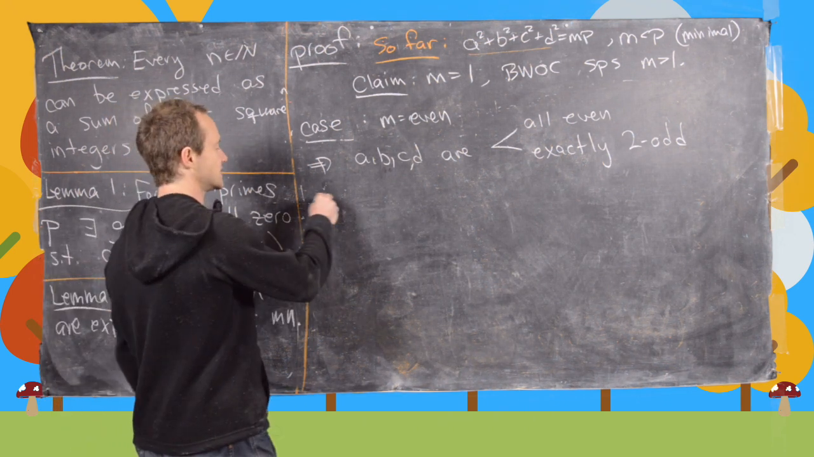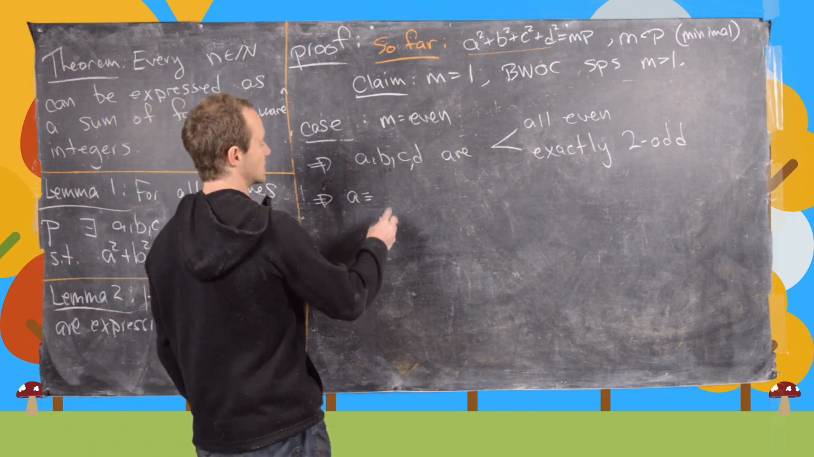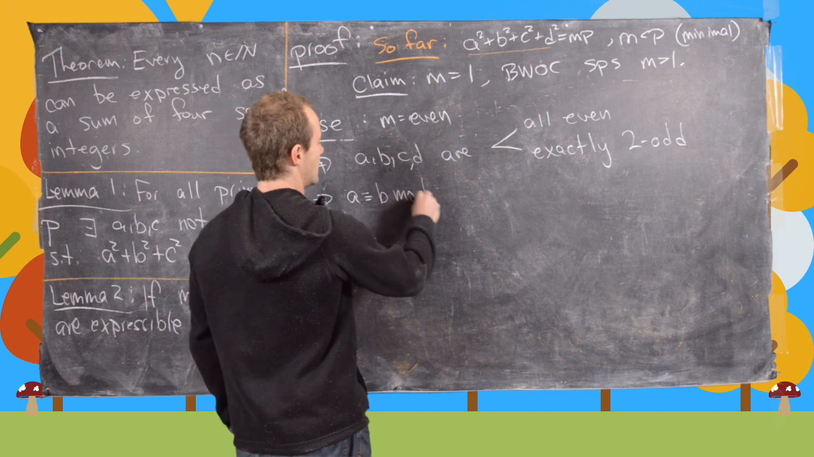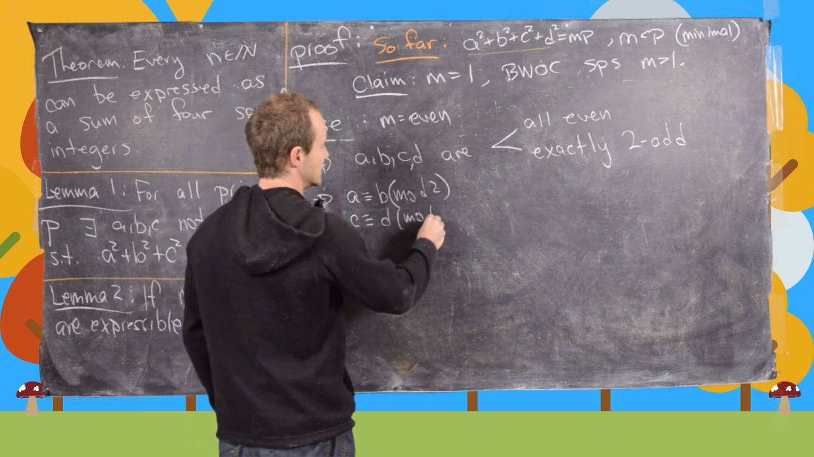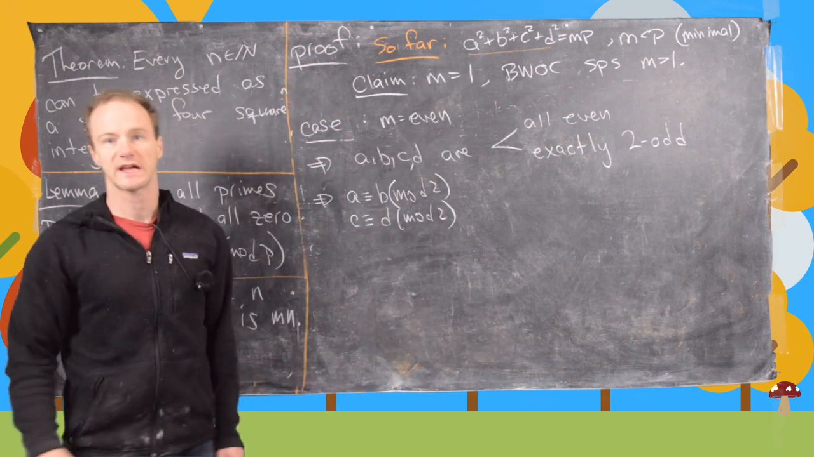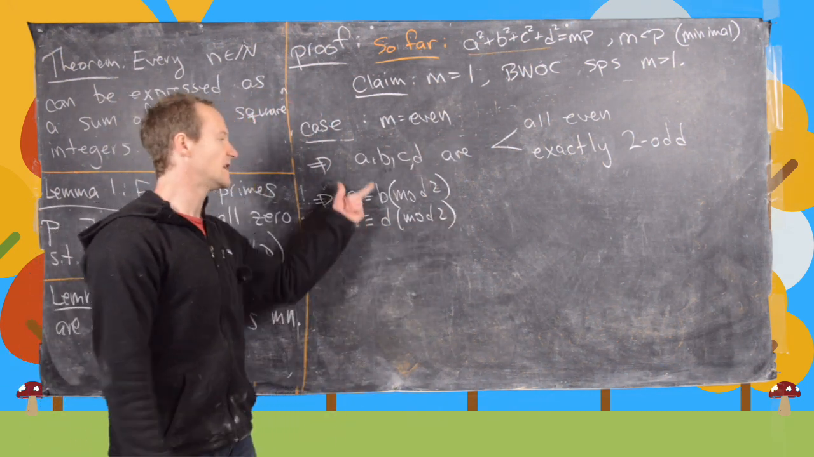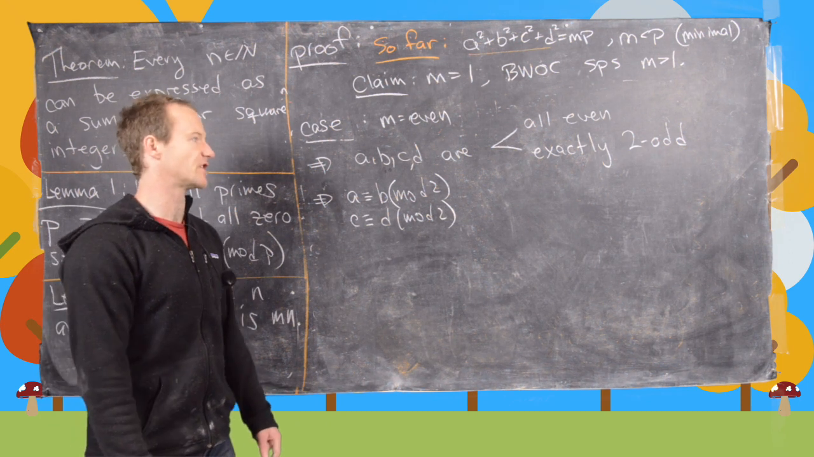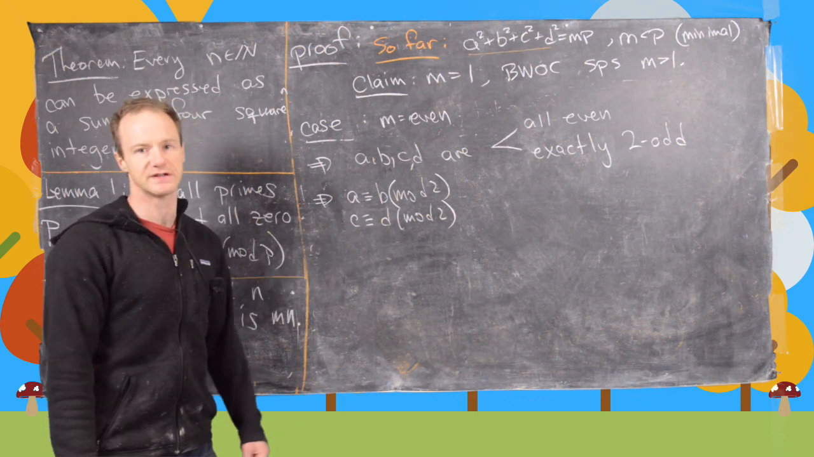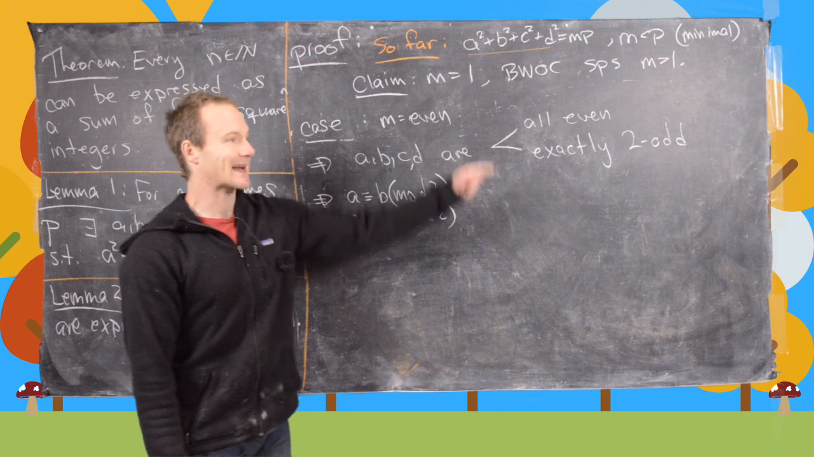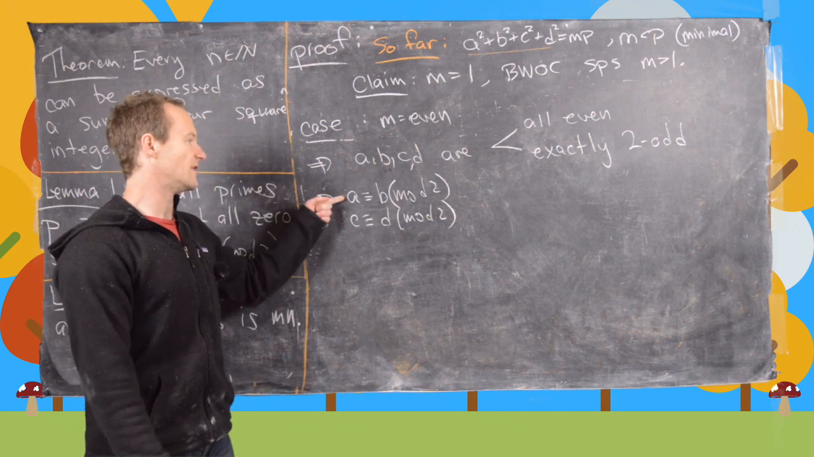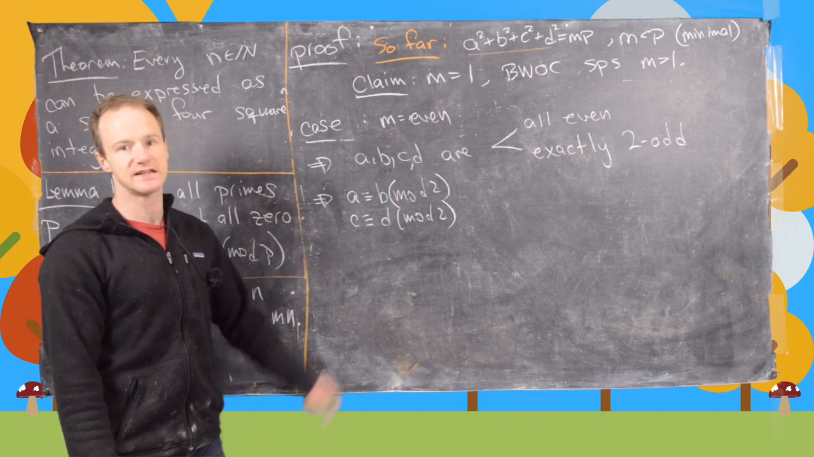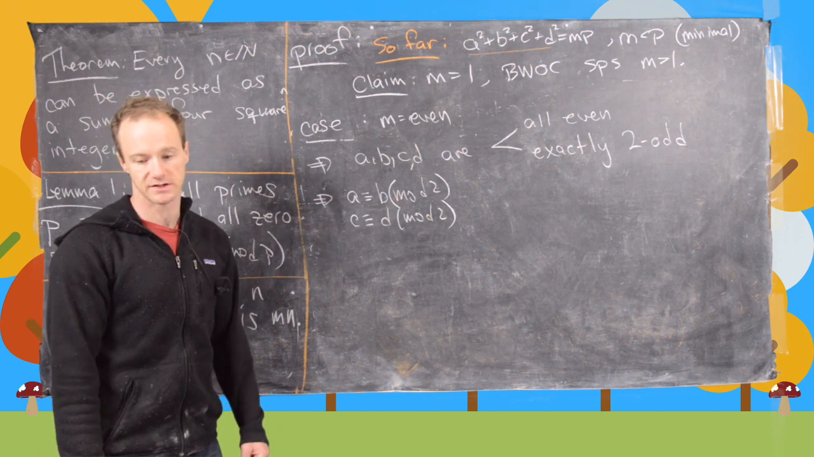And that tells us we know that A is congruent to B mod 2, and then C is congruent to D mod 2. Okay, so again, to reiterate, if they're all even, then that means they're all congruent to each other mod 2, and it doesn't matter how we do this assignment. If exactly 2 are odd, then we can let A and B be the odd ones, and they're congruent mod 2, but then C and D have to be even, so they're congruent mod 2.